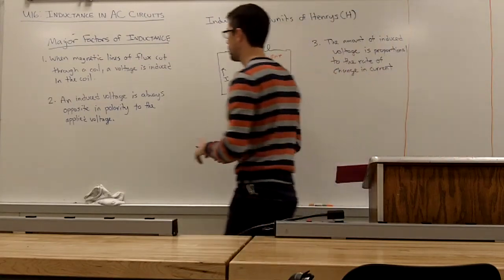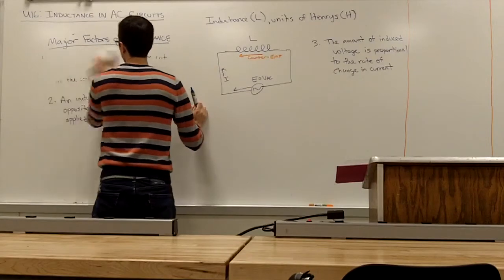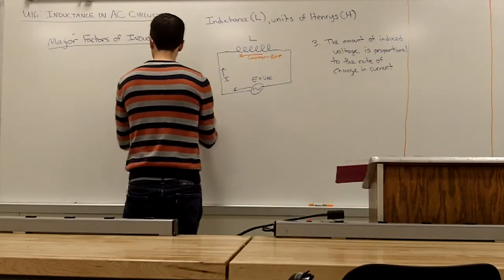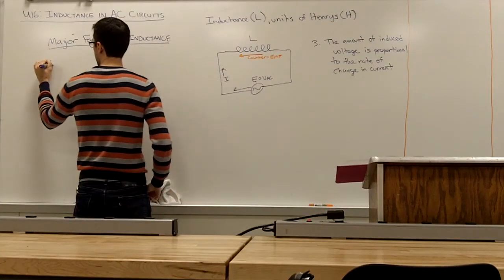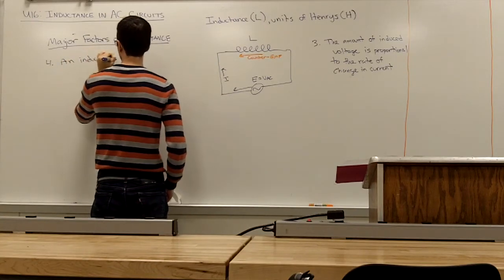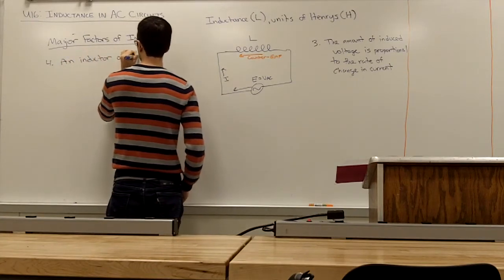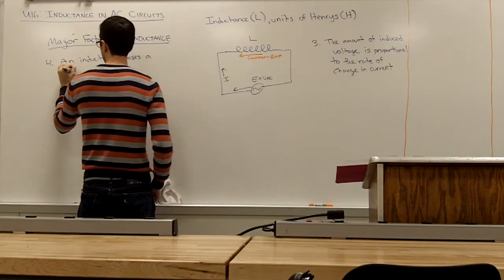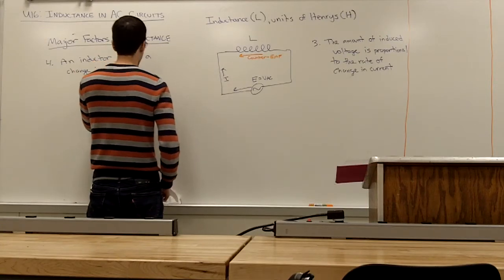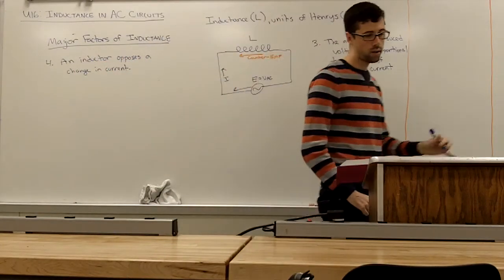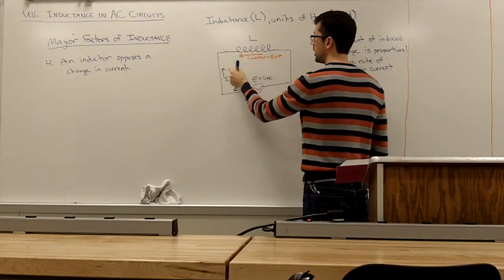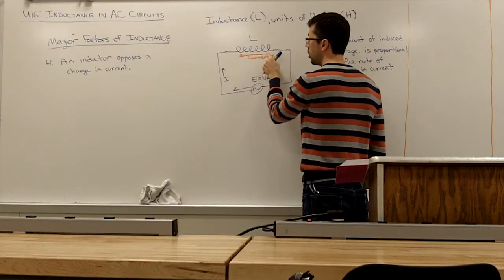And finally, our fourth major factor of inductance. Number 4 is that an inductor opposes a change in current. So an inductor, if we try to change the current through that inductor, it does not like that. It opposes that change. So if we're trying to put a current in this direction, it's not going to want a current in this direction. So it's going to oppose that current flow.